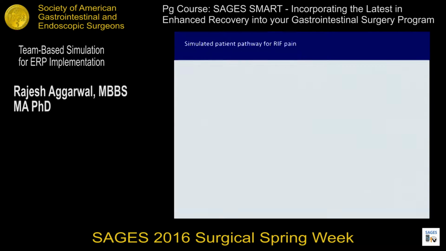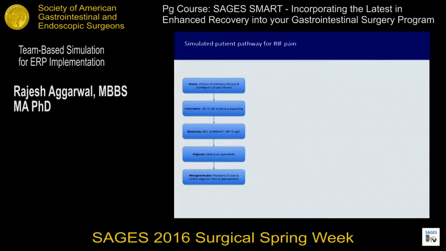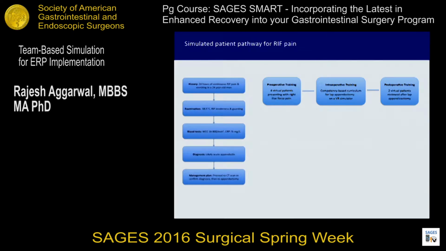And so part of the work that we've started doing, which is really focusing on enhanced recovery now, is, just as you've heard about the ERP pathway, really thinking about a simulated patient pathway. We're doing a systematic review at the moment of which is the ideal evidence-based pathway for patients with right iliac fossa pain who then proceed to an appendectomy. And so you can define their history, examination, the labs that need to be done, the diagnosis that needs to be made, and the management plan of them having radiology or going straight to the operating room. And so this can be a pre-op, intra-op, and post-op pathway.